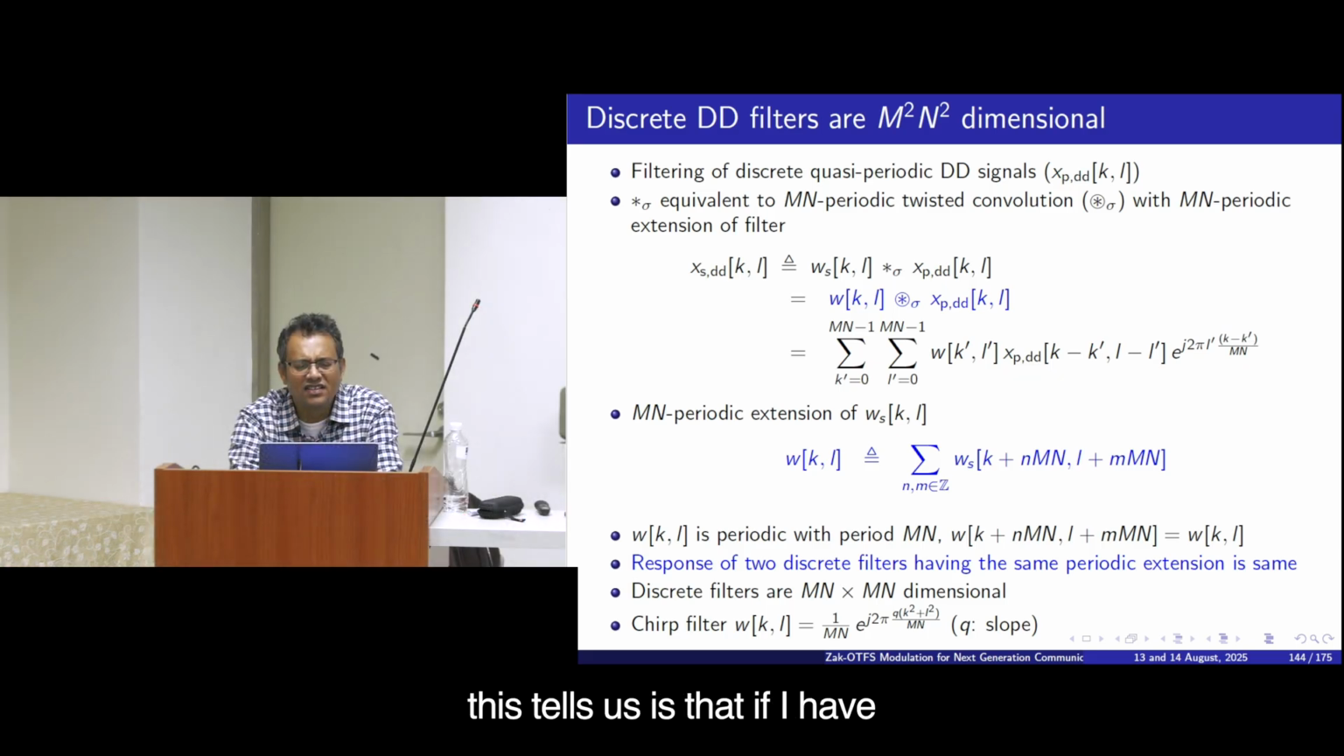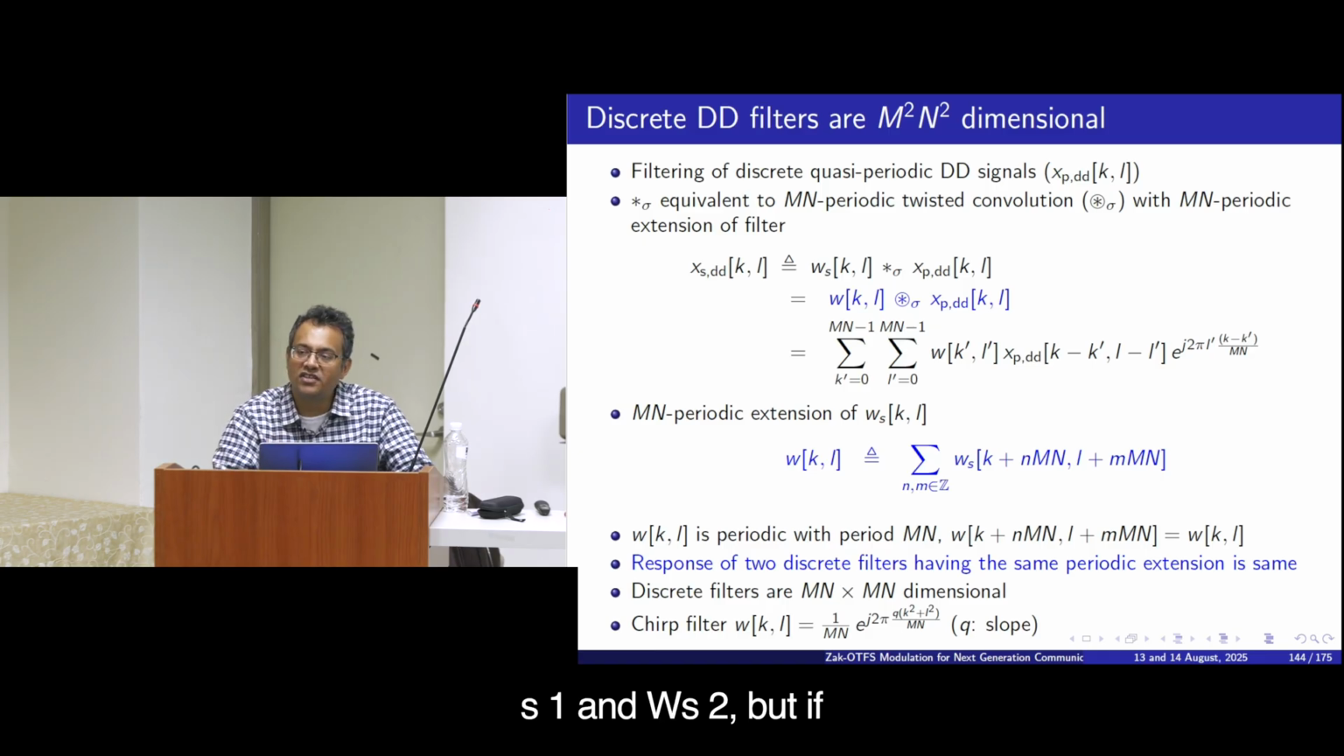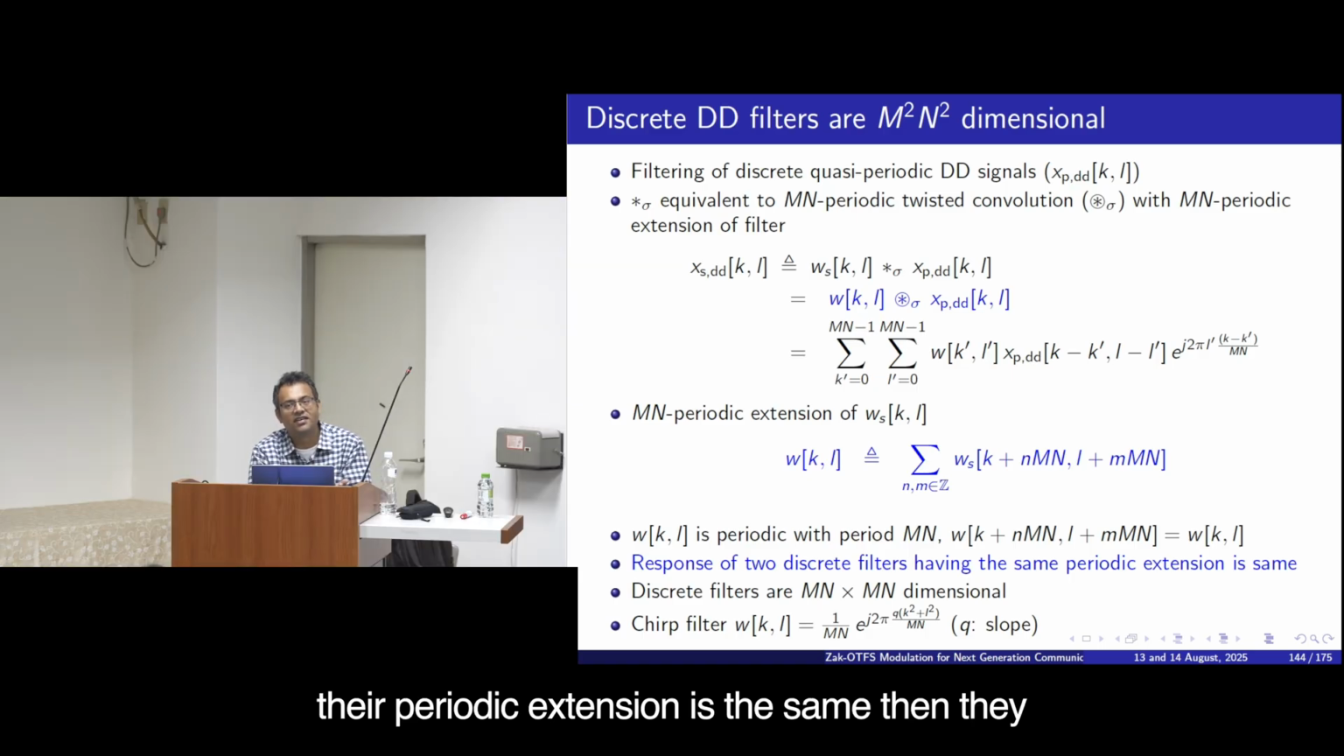So what this tells us is that if I have two filters, let us say WS1 and WS2, and their periodic extension is the same, then they will give me the same effect.